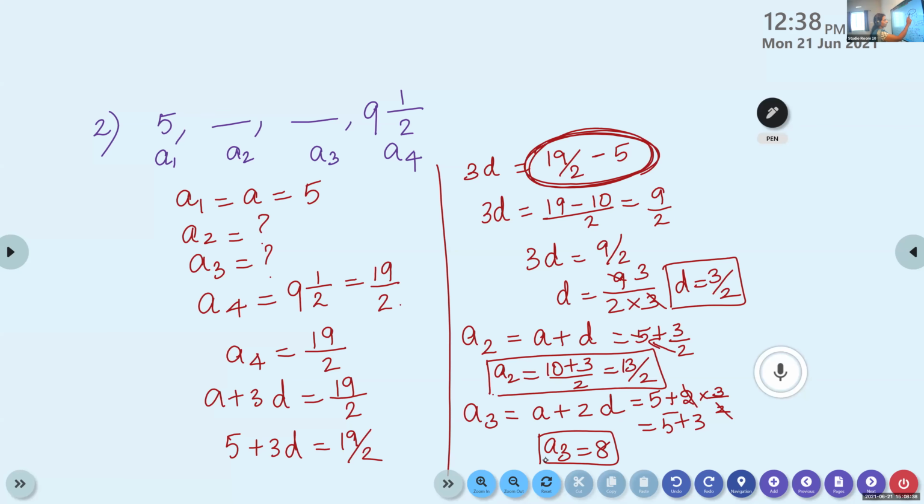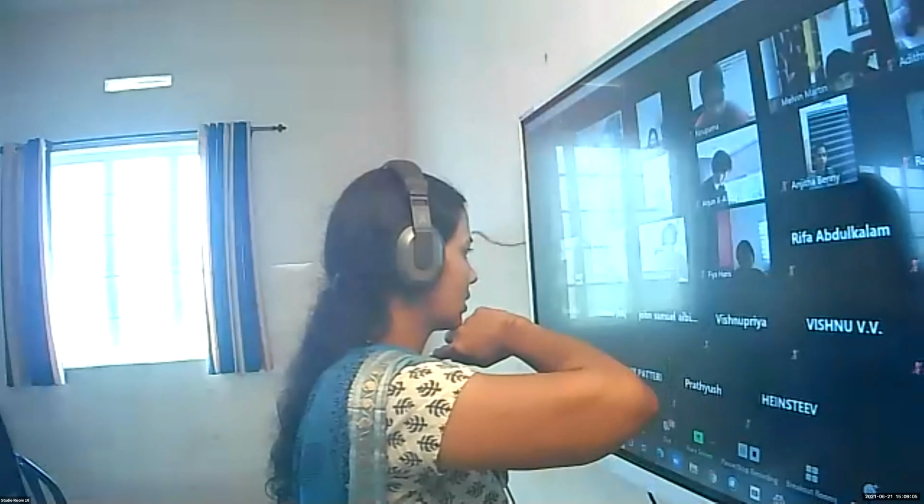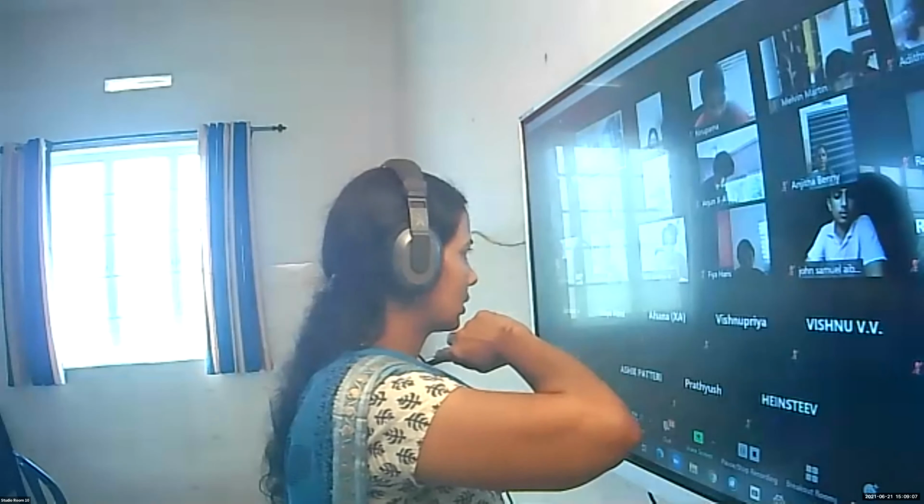Now here, 9 by 2 minus 5. We have to take the LCM first. And after that only, we can bring this 3 to the other side. We can take the transpose after that. So 3, when you take it to the other side, it will go to the denominator. So D is 3 by 2. Is it okay? Is it clear, children? Yes, ma'am.